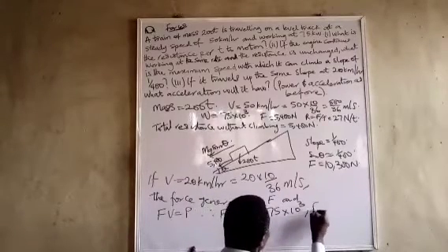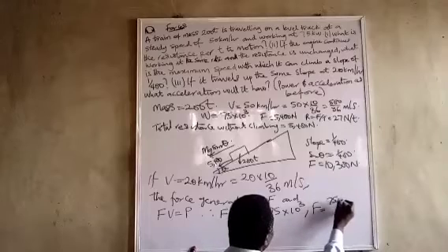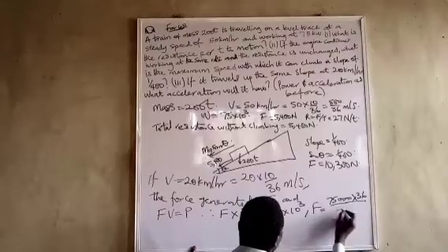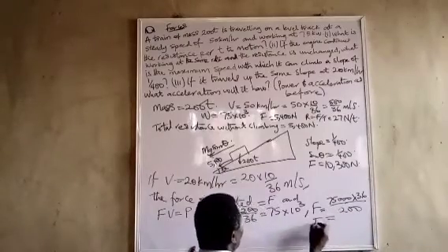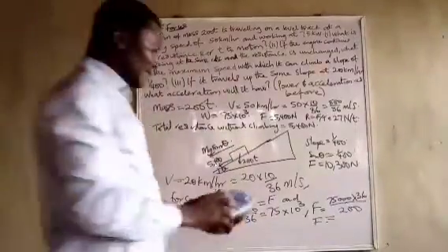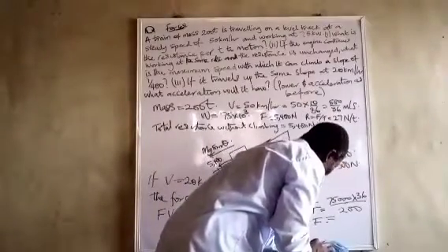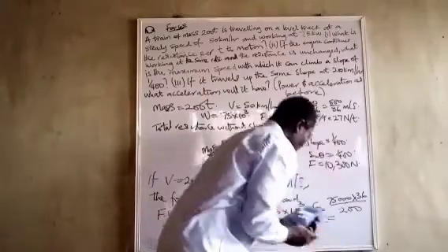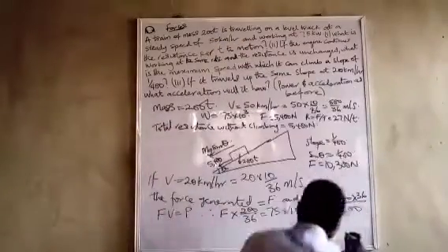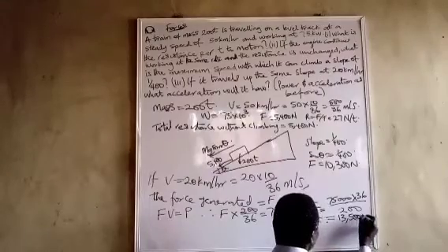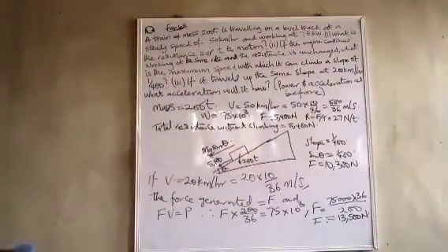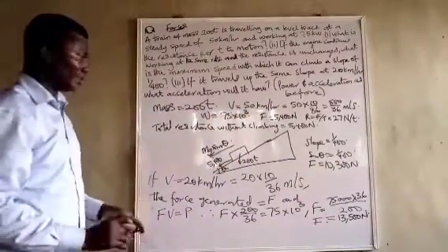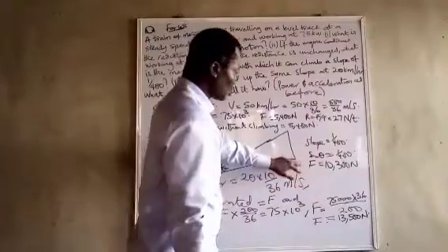So F will be equal to 75 over 200 times 36, times 10 raised to the power 3. So the force generated now will be equal to 13,500 Newton. But this force is greater than the resisting force. Please, you can see that the force generated now is greater than the total resisting force.